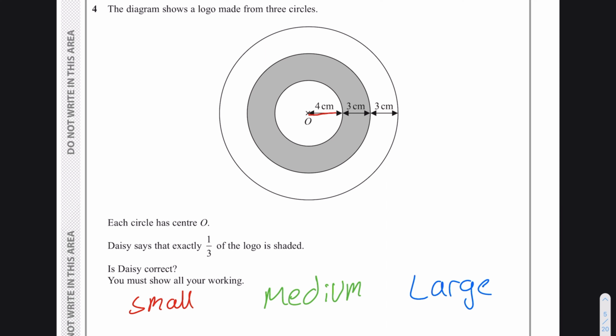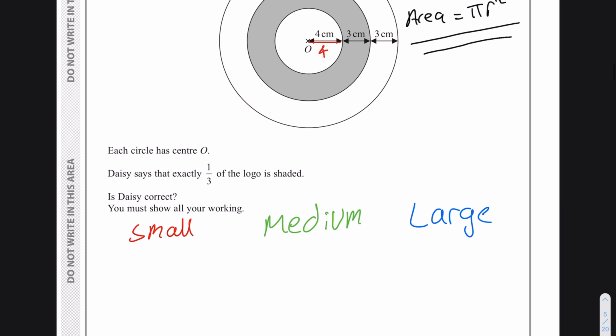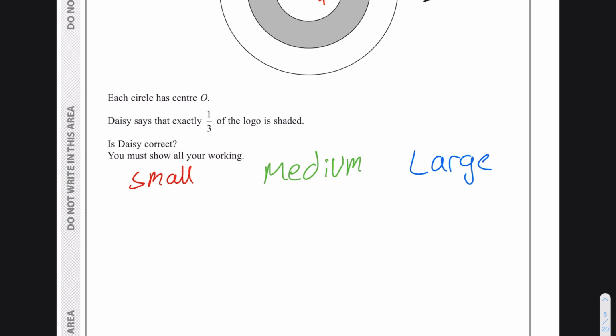So the radius of the small circle is clearly 4. And we know, by the way, generally that the area of a circle is equal to pi r squared. That's very important. So if the radius for the small circle is 4, that means the area for the small circle is equal to pi multiplied by 4 squared. Of course, we know 4 squared is 16, therefore this is 16 times pi, or 16 pi.